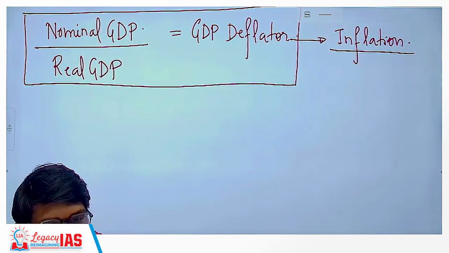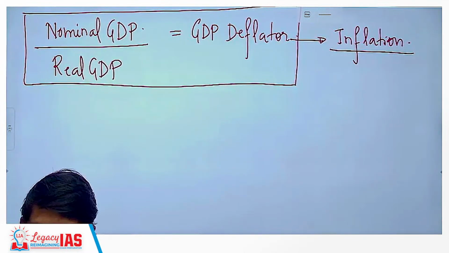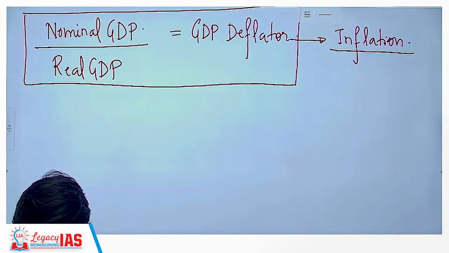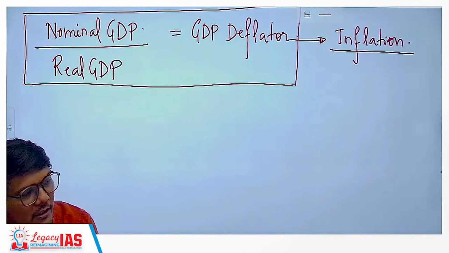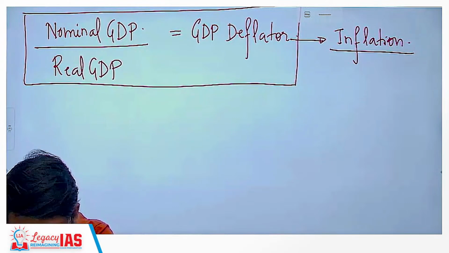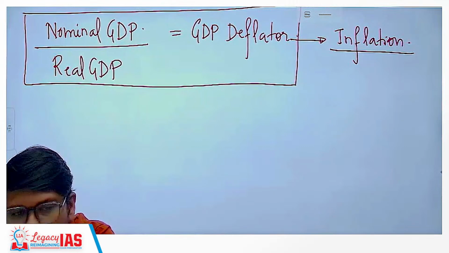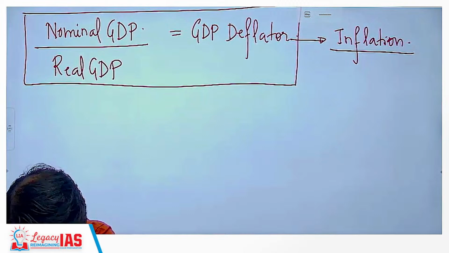In the same manner, NNP, net national product. It is GNP after adjusting for depreciation. So NNP equals GNP minus depreciation.